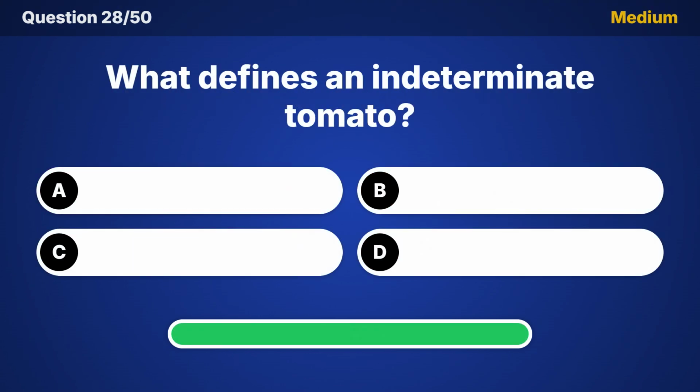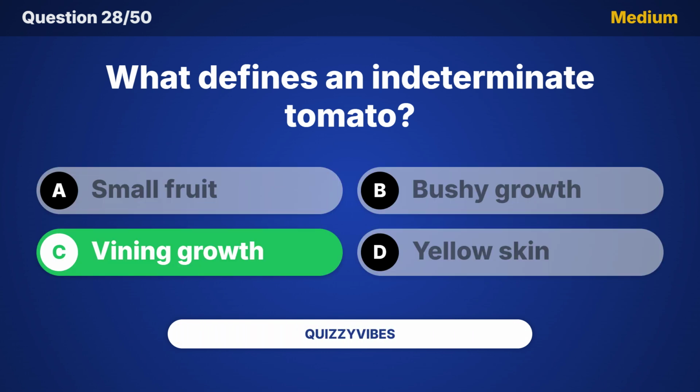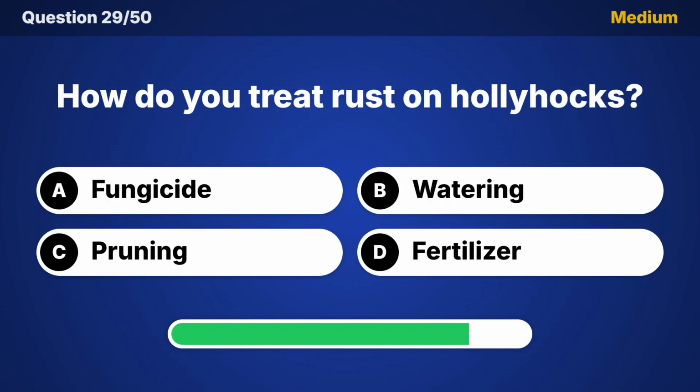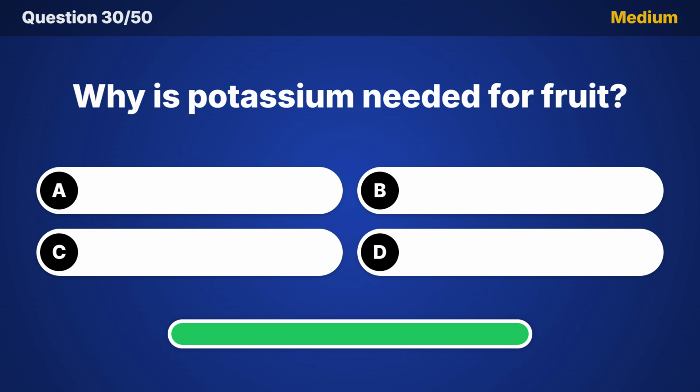What defines an indeterminate tomato? Answer, vining growth. How do you treat rust on hollyhocks? Time's up, it's fungicide. Why is potassium needed for fruit?